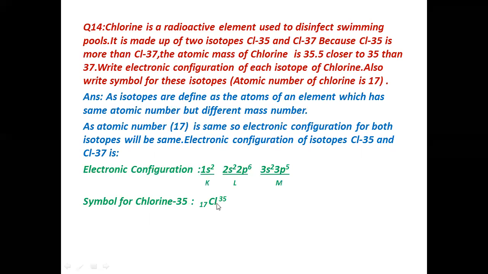The symbols of chlorine-35 and chlorine-37 will be a little bit different. The atomic numbers are the same, but the mass numbers are different. The atomic number of chlorine-35 is 17 and of chlorine-37 is 17. The mass number here is 35 and here is 37. So isotopes have the same atomic number, so the same electronic configuration, but the only difference is the number of neutrons and their mass number.